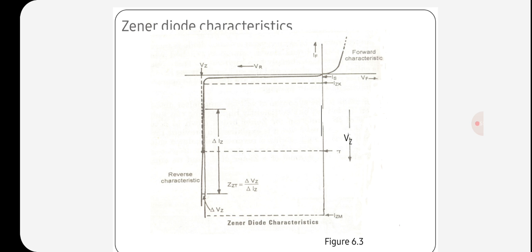So when forward biased voltage is applied to the Zener diode, it works like a normal diode. However, when reverse biased voltage is applied to the Zener diode, it works in different manner. When reverse biased voltage is applied to the Zener diode, it allows only a small amount of leakage current until the voltage is less than the Zener voltage.